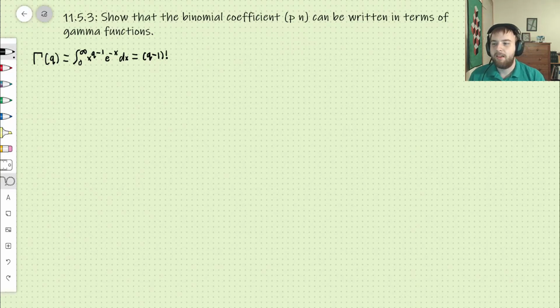Let's read the problem. Show that the binomial coefficient p choose n can be written in terms of gamma functions. So here are our two definitions for the gamma function. The gamma function of q is either this integral here, or it's the factorial of 1 less than q.